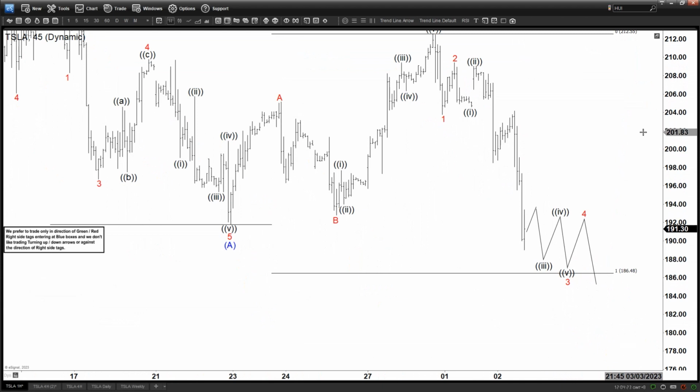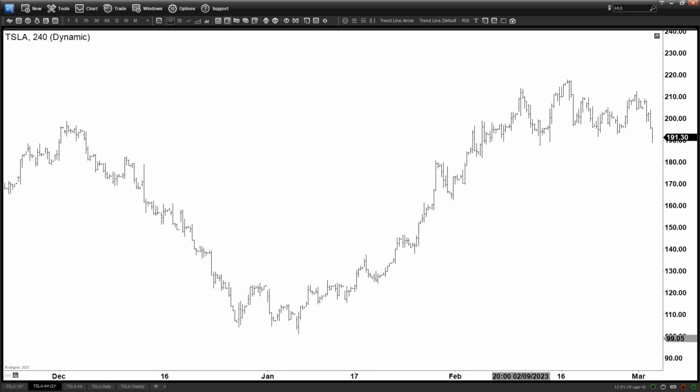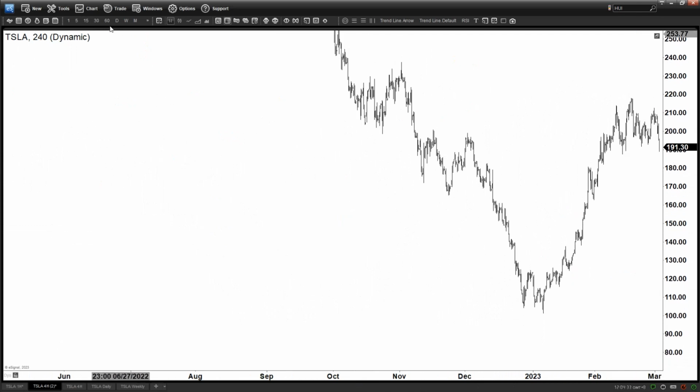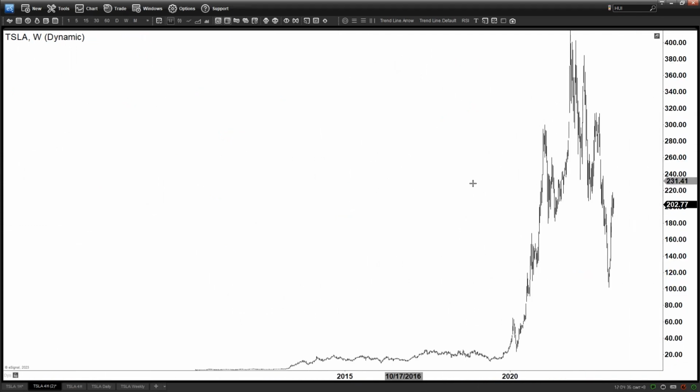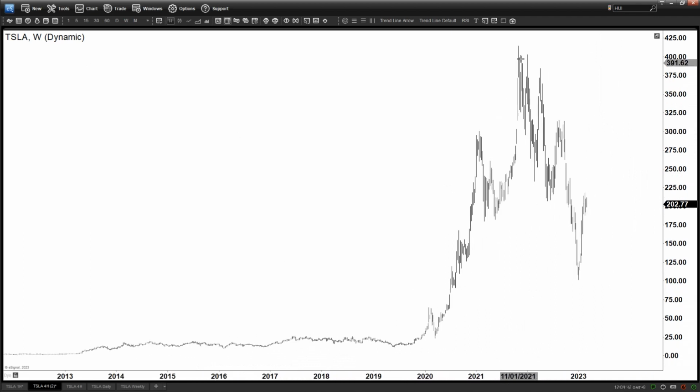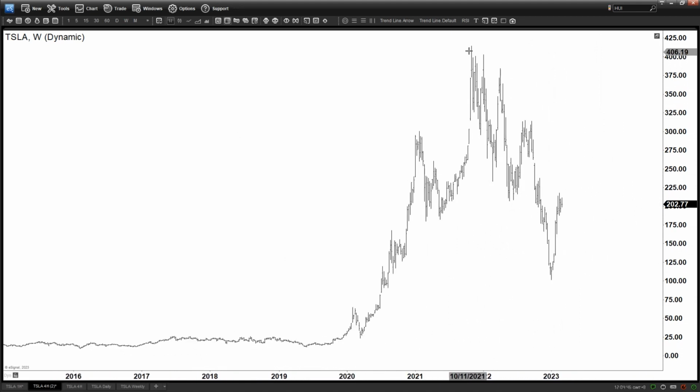So let's zoom out a little bit to the 4-hour and talk about alternates, right? Alternates. All right, so here we go. This is the 4-hour Tesla. Now first of all, let me even go back to the weekly or even the monthly. Now you can see this rally here is an impulse in Tesla. We got a pretty sizable correction from the all-time high of 400 all the way to 100. That's almost like a 70% correction.